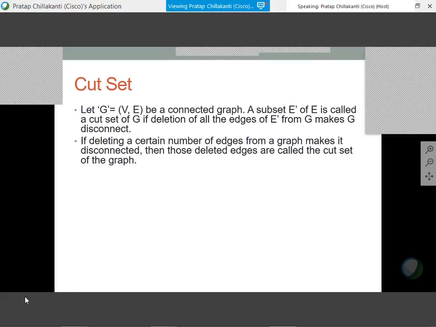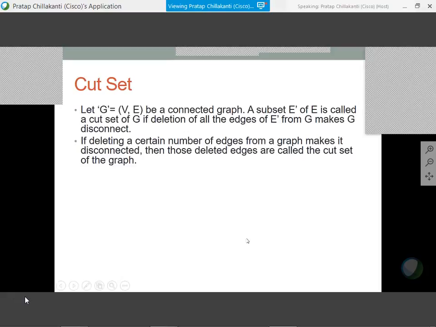Now we are going back to the cut set. So a cut set, when we talk about a cut set of a connected graph G with vertices and edges V and E, we have a subset E prime of E. That E prime is called a cut set of G if deletion of all the edges of E prime from G makes G disconnected. In other words, if deleting a certain number of edges from a graph makes it disconnected, then those deleted edges are called the cut set of the graph.